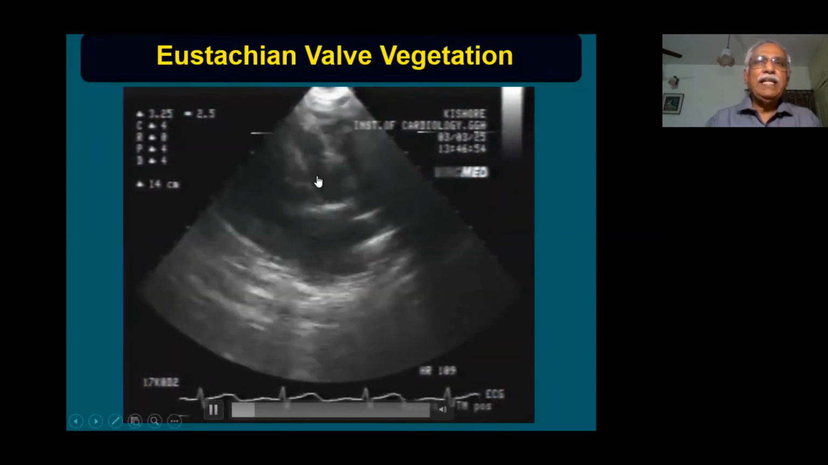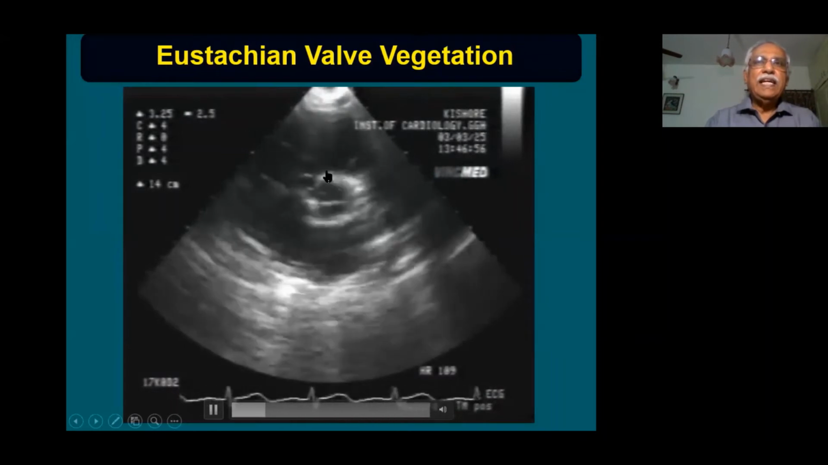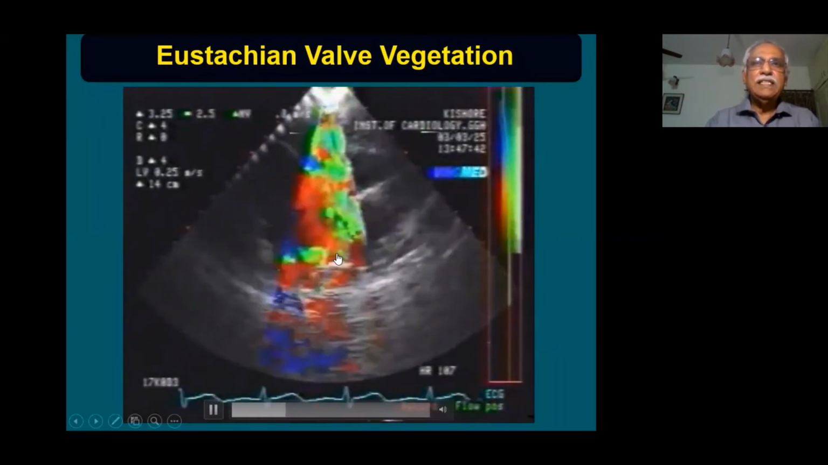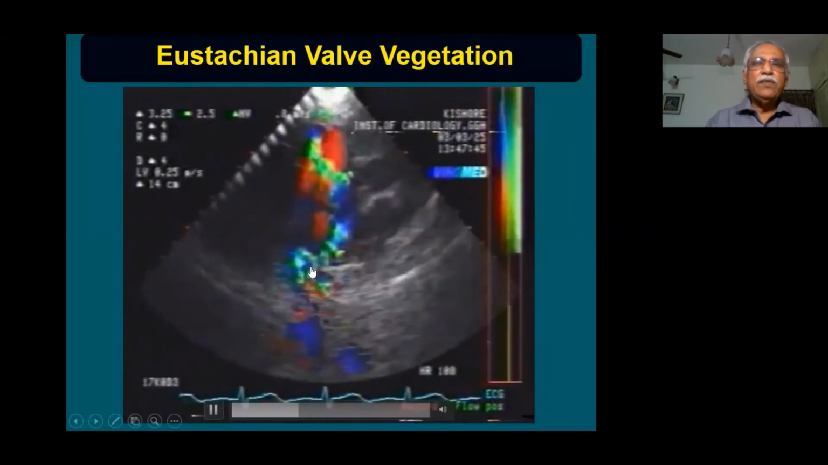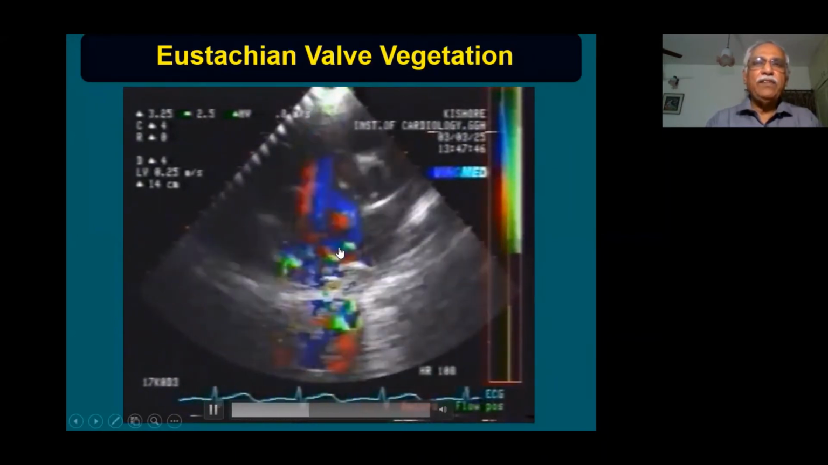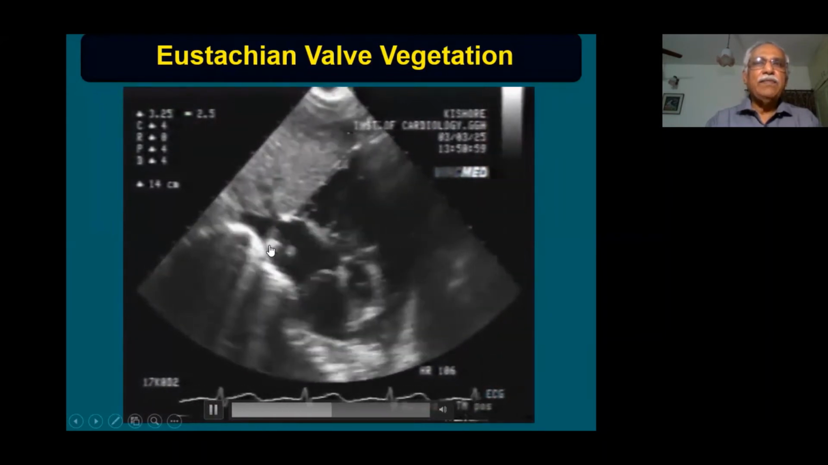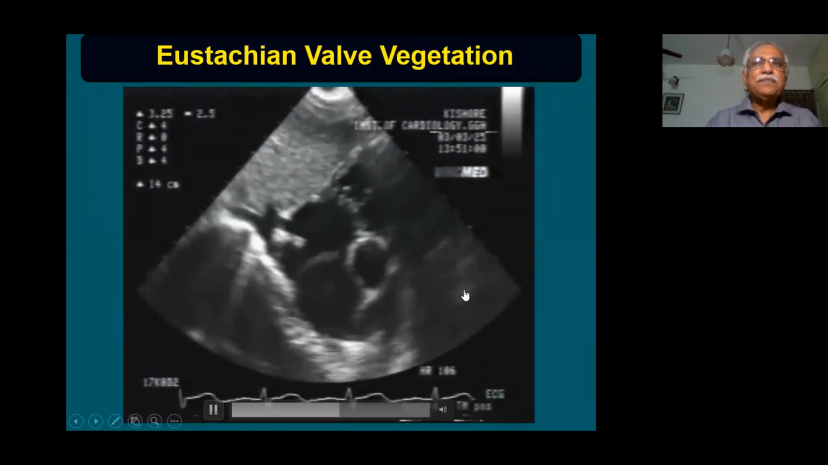I'll play it again. So this is the dilated right coronary artery, which is coursing posteriorly like this. And this is the jet due to the coronary AV fistula. And this is the vegetation over the eustachian valve.